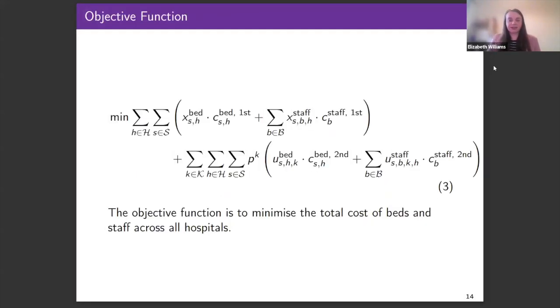So now we have our objective function. This is split into 2 lines here. The first line represents our first stage, and the second line represents our second stage. Our overall aim is to minimize the total costs of bed and staff across all hospitals. So the first line is the first stage: the number of beds times the cost, as well as the number of nursing staff times the cost for nursing staff. And then similarly for the second stage, but multiplied by the probability of each scenario happening.